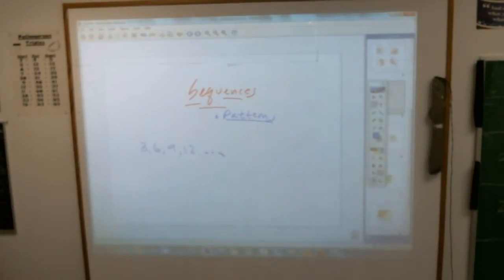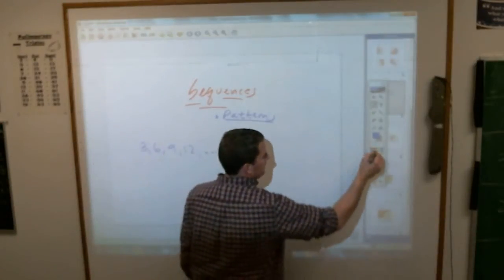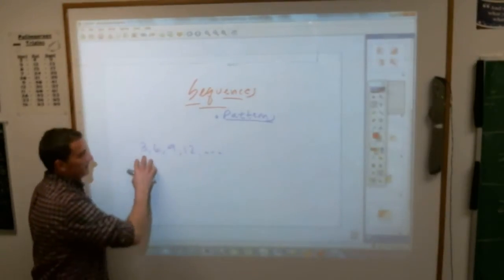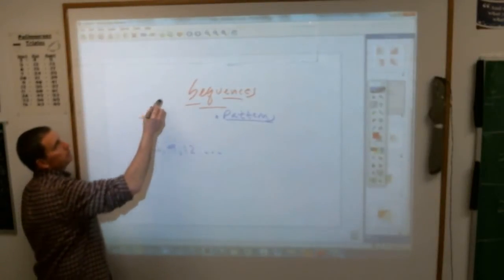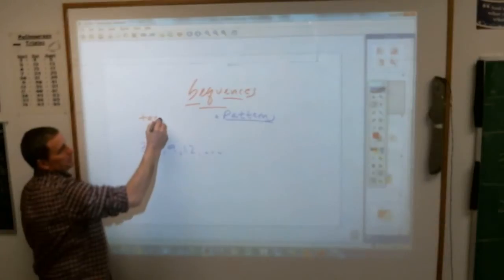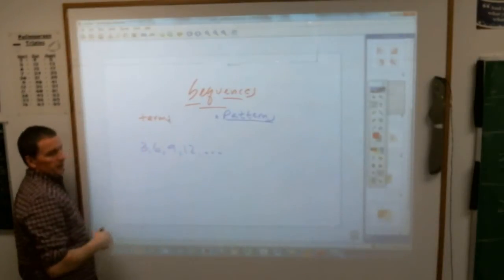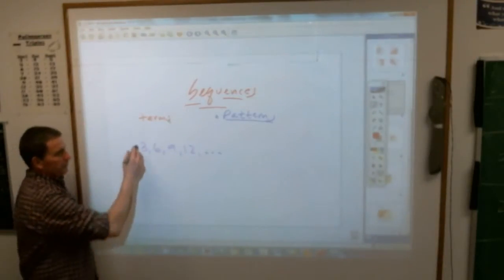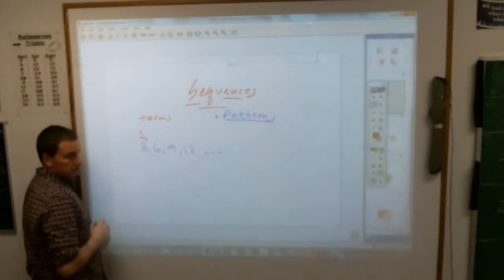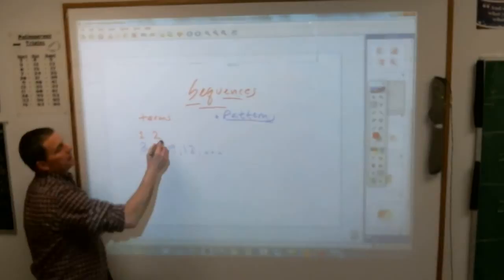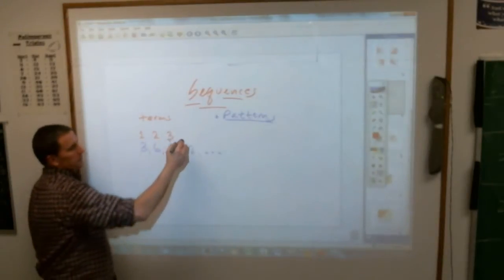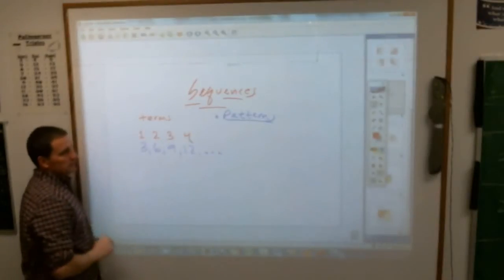It's really a pattern. A couple things you have to understand is that the things that make up the sequence are called terms, and they're just numbered in order. For example, the 3 is the first term of the sequence, the 6 is the second term, the 9 is the third term, and the 12 is the fourth term, and it goes on and on.